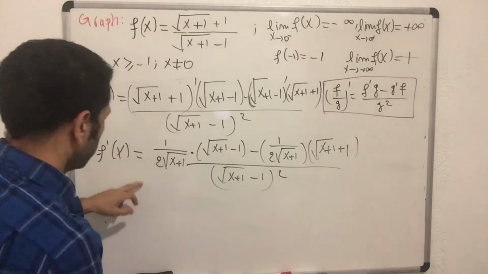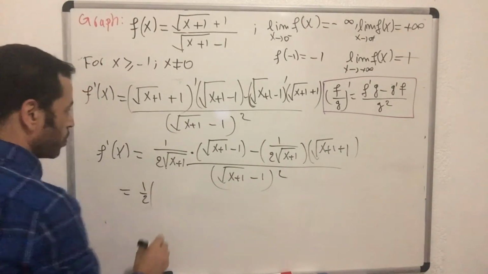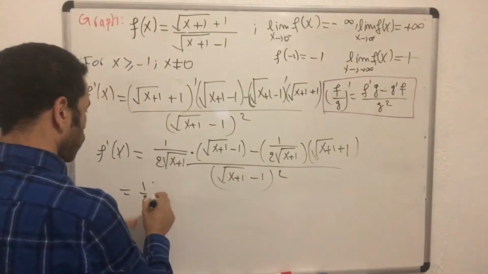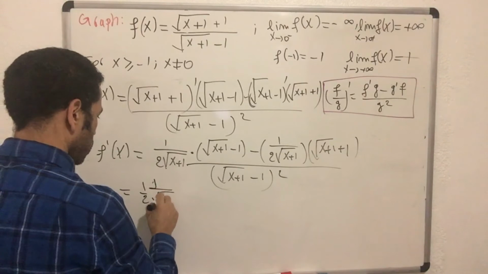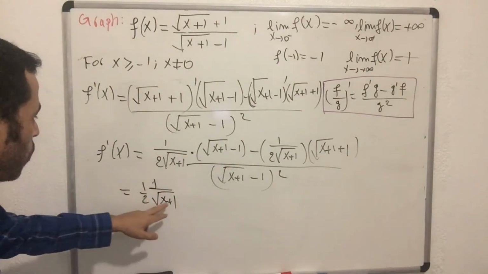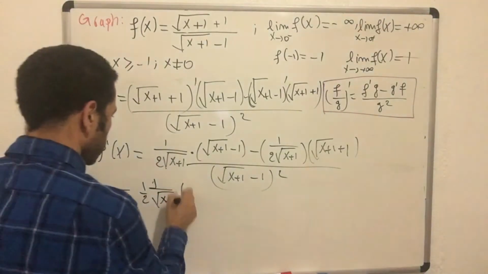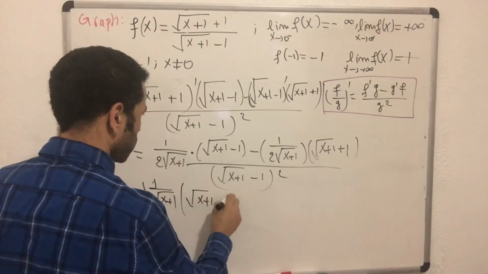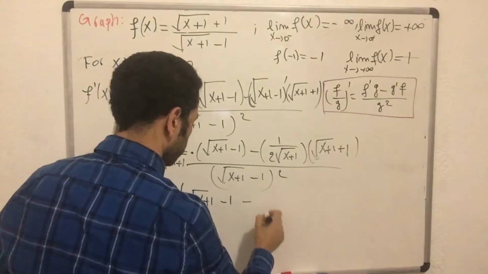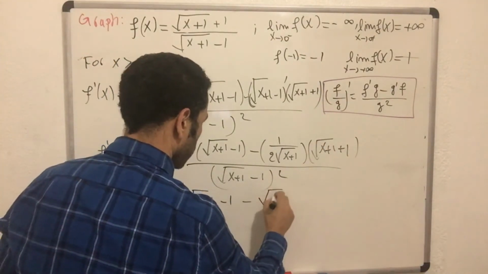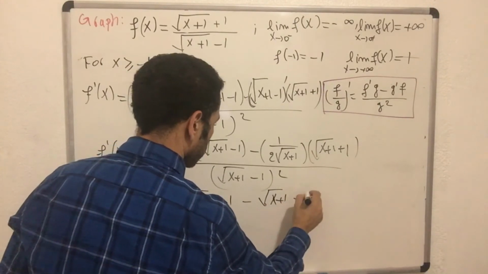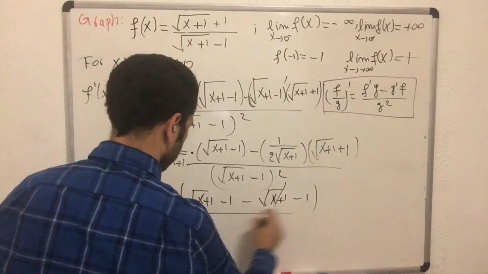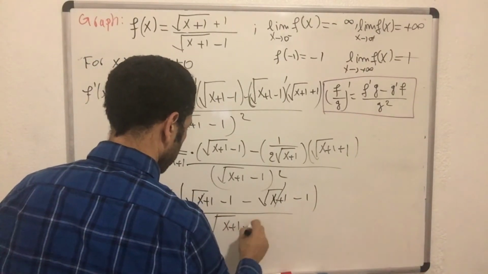Let's put 1 over 2, 1 over the square root of x plus 1, outside as a multiplier. So this one gives us the square root of x plus 1 minus 1, minus this one, the square root of x plus 1 minus 1. This one will be cancelled out.